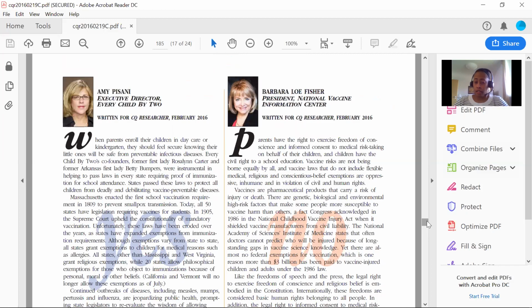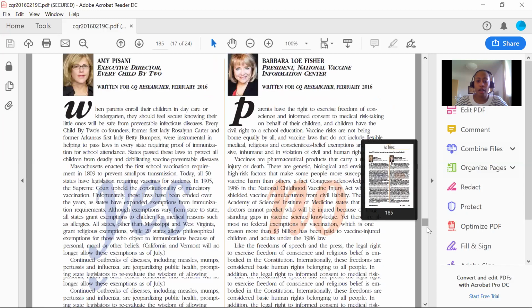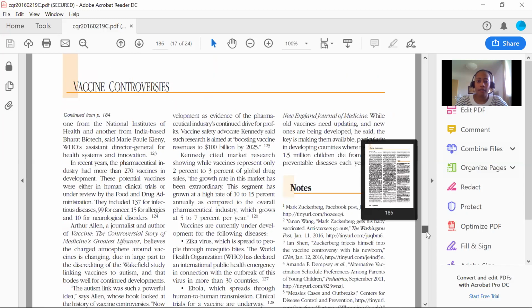So in this case, Barbara Loe Fisher says that parents have the right to exercise freedom of conscience and informed consent to medical risk taking on behalf of their children. And children have the civil right to a school education. So, yes, she's right about that. Amy Pisani, on the other hand, I'm guessing is going to disagree. When parents enroll their children in daycare or kindergarten, they should feel secure knowing their little ones will be safe from preventable infectious diseases. So one person is saying it's a parent's choice, the other one is saying it is a parent's choice, but parents should feel safe dropping their kids off at daycare or kindergarten, because they know that all of the children are vaccinated.